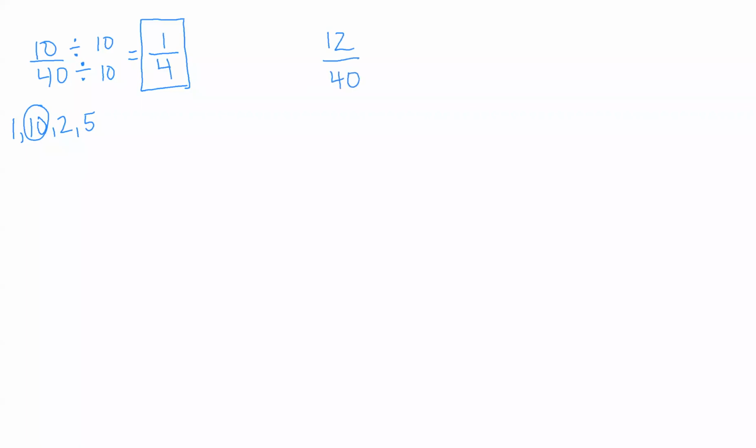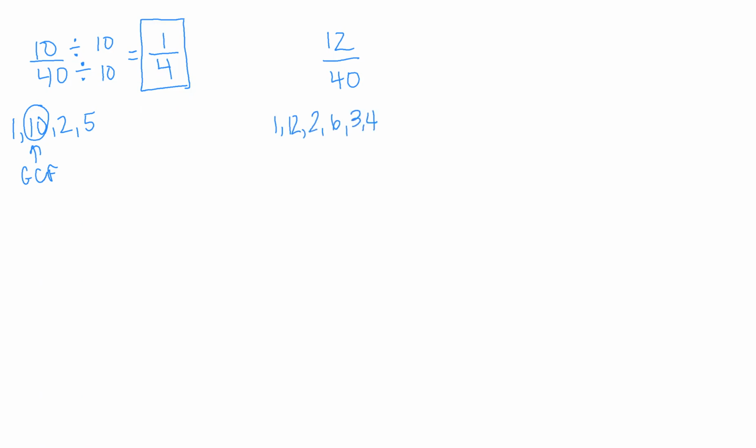Okay. So again, remember in this method, we're looking for the GCF. So like I said just a moment ago, I take the smaller number in the fraction. In this case, that's the numerator, 12. I find all factors of 12. So that would be 1 and 12, 2 and 6, 3 and 4.